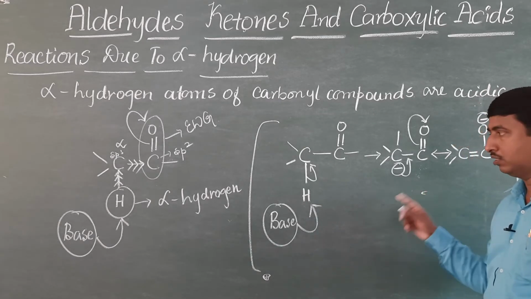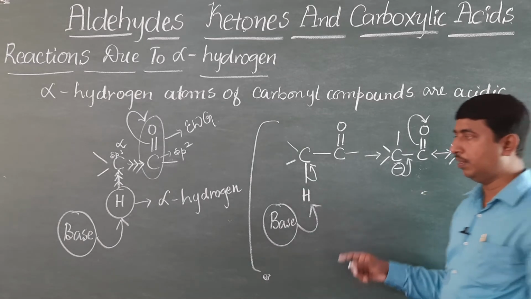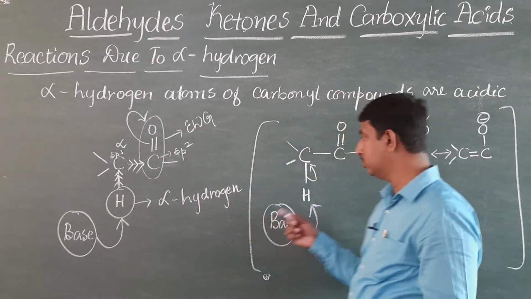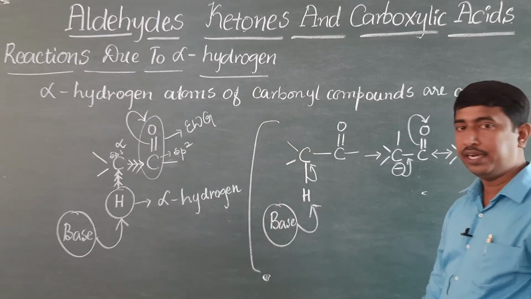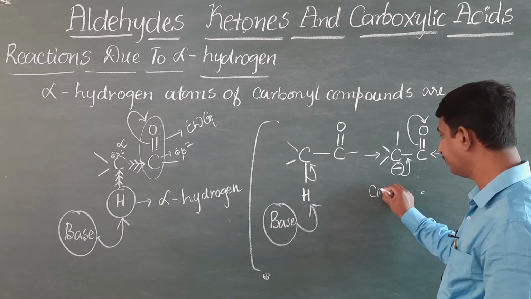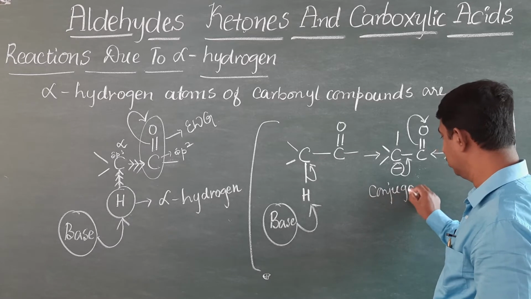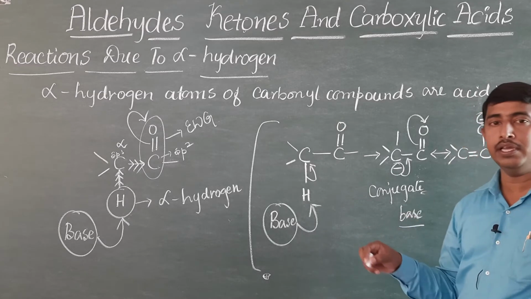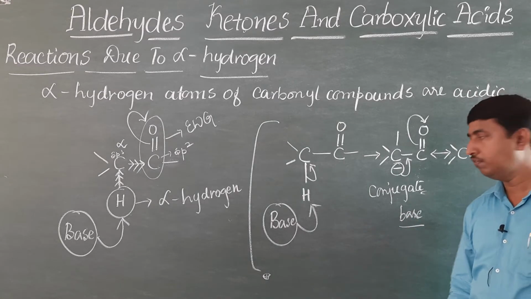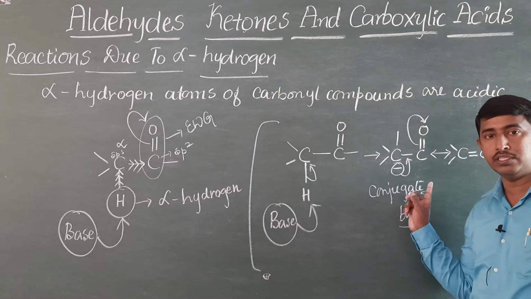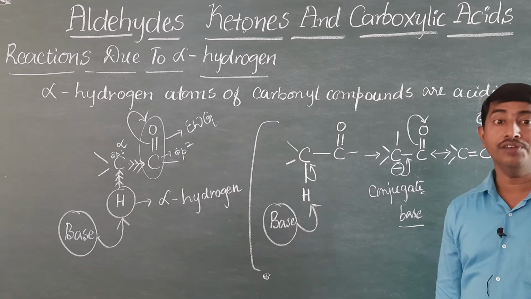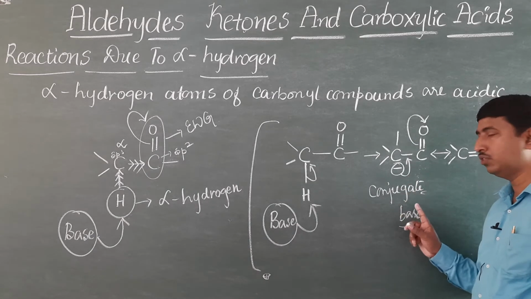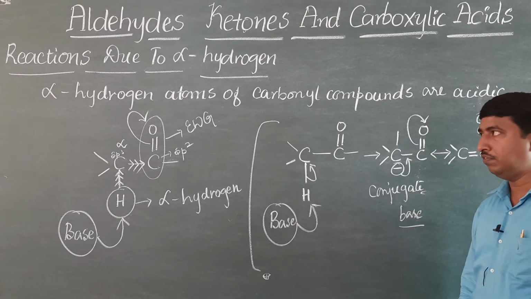Resonance stabilization of the conjugate base. This is the conjugate base. This compound is an acid because it donates H plus. So once we remove H plus, the formed product we call the conjugate base. So this is the conjugate base. The conjugate base is obtained by removal of proton, and it is stabilized by resonance. First one, electron withdrawing nature of the carbonyl group. Second one, resonance stabilization of the conjugate base.